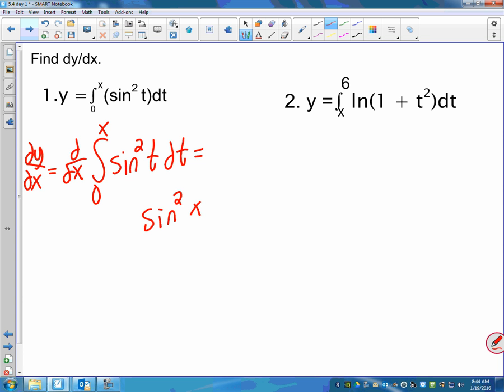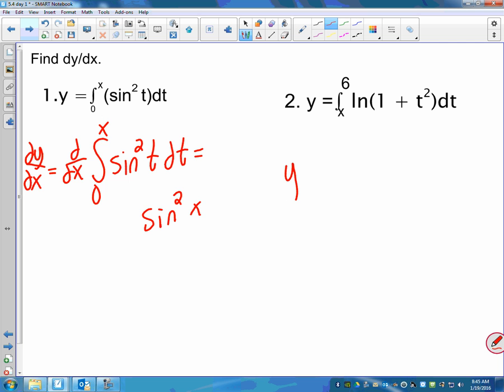So what about number 2? What looks different on number 2 from number 1? Oh, the x is on the bottom. If the x is on the bottom, does that match what the Fundamental Theorem of Calculus says? Which means I need the x on the top. Can I make the x on the top?